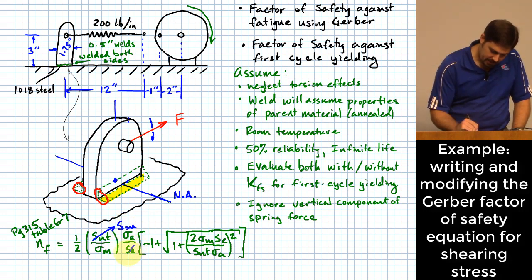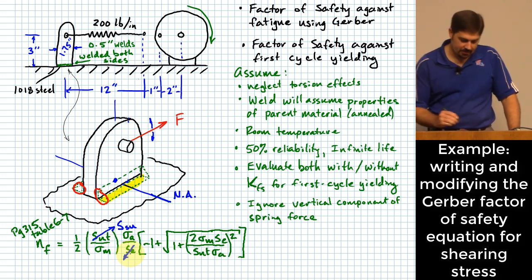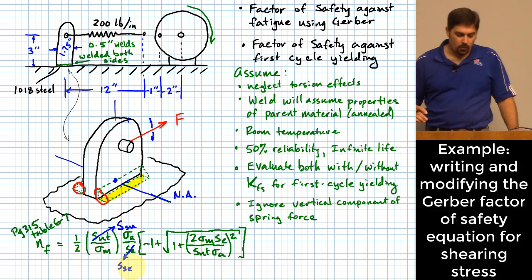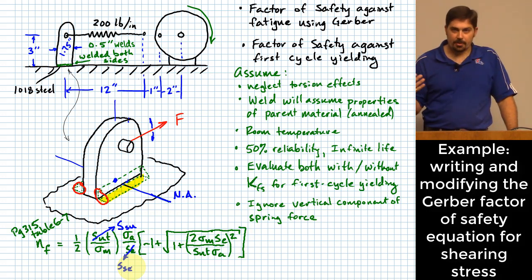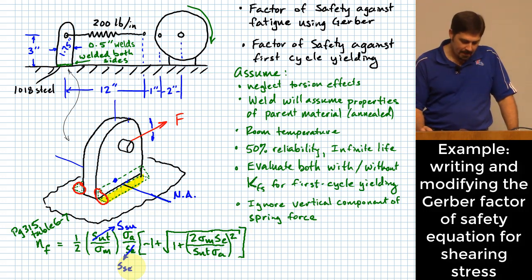Okay, let me say for S sub SE, this one's kind of interesting because the way we end up with an S sub SE is actually by applying the proper loading factor. That's one of the Marin factors from chapter 6, and you might remember we multiplied by 0.59. The main job of that parameter is to turn it into a shearing strength rather than a normal strength. So that's another thing that we'll have to do.